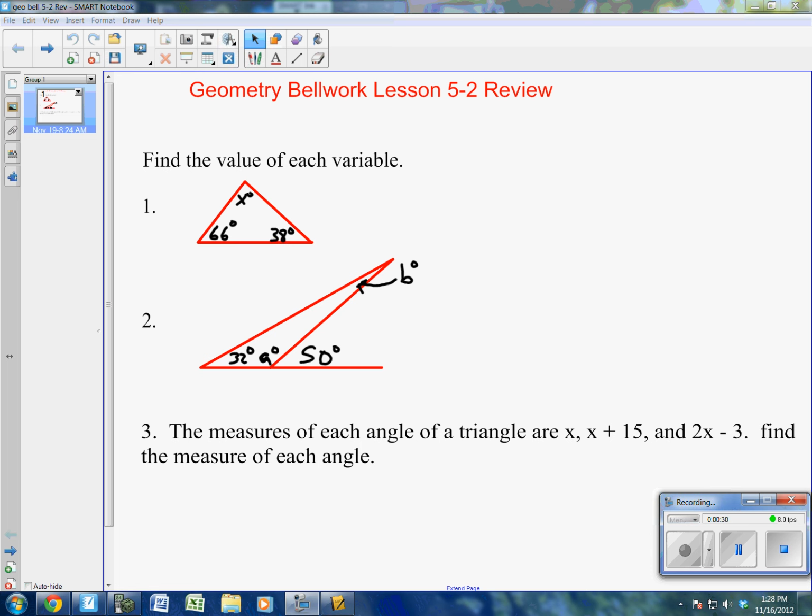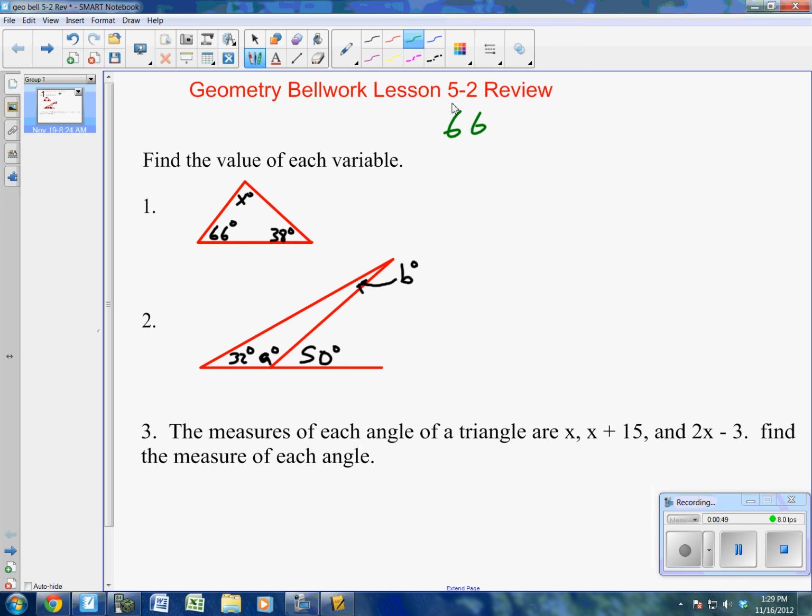All right, okay, here we go. Find the value of each variable, starting right here. What do you guys think it is? 76 degrees. And what do the three angles of a triangle add up to, you guys? 180. That's what we learned last time. So 66 plus 38 makes 104. And then you take 180 minus 104, and you get 76 degrees.